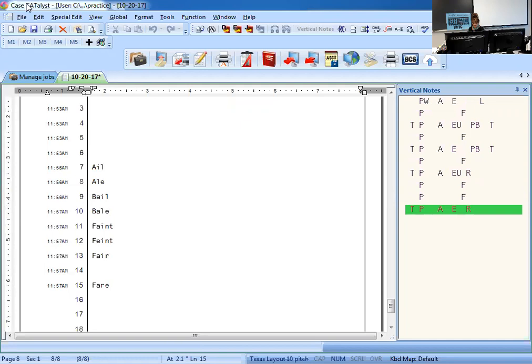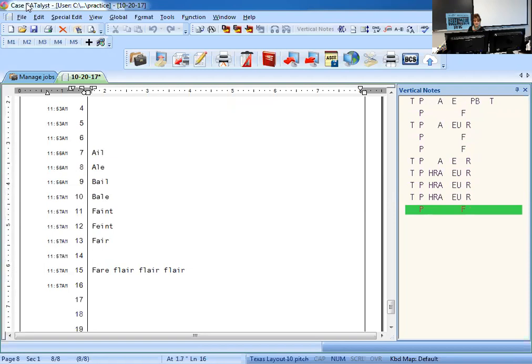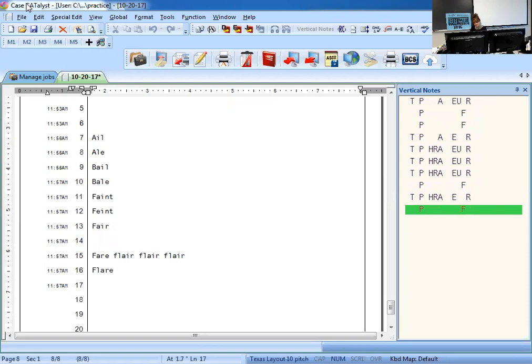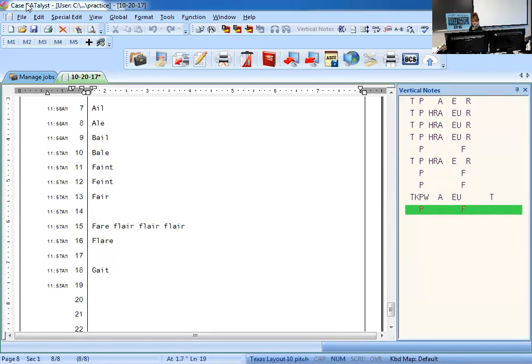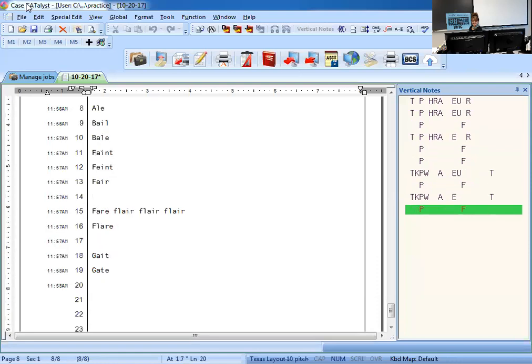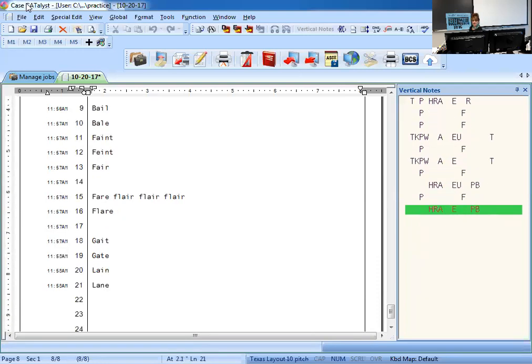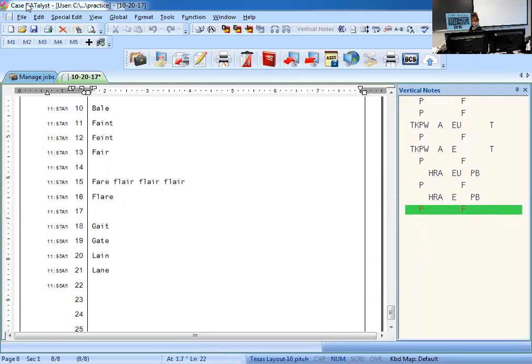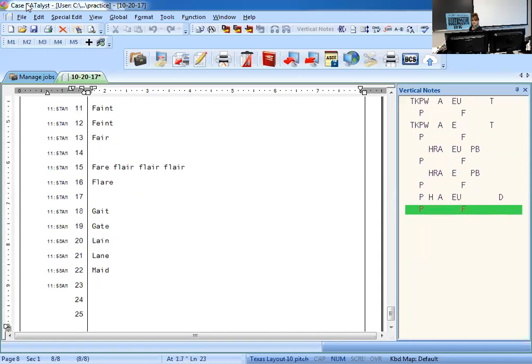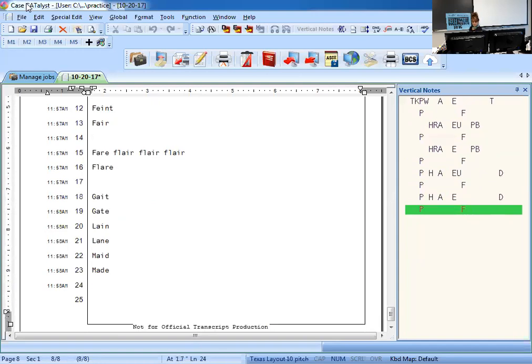The next group is flare, F-L long A-R, and then the flare, F-L-A-R-E, is F-L-A-E-R. Okay, so notice the difference of how they're spelled. You have the English in your book and then the steno. Gate, as the way somebody walks, G long A-T, and then lock the gate, G-A-E-T. Lane, L long A-N. Which lane were you in? L-A-E-N. Okay, maid, the maid cleaned the house, M long A-D, because there's a long A in that spelling. He made the bed, M-A-E-D.